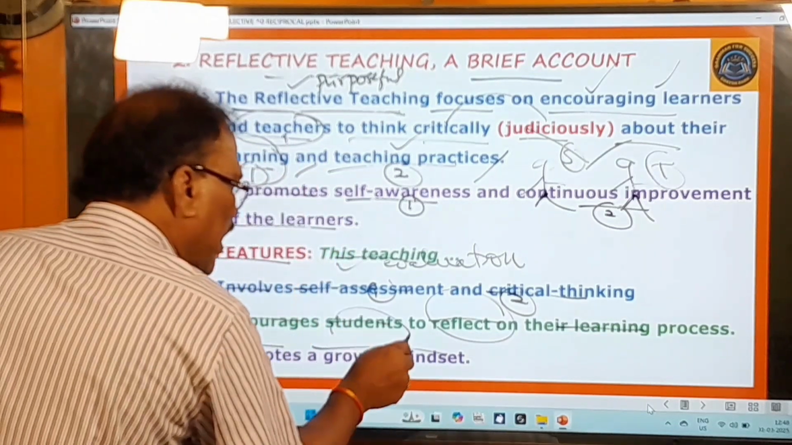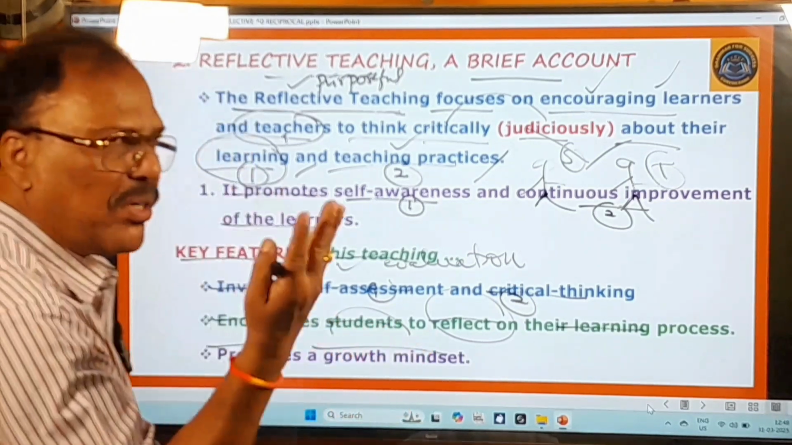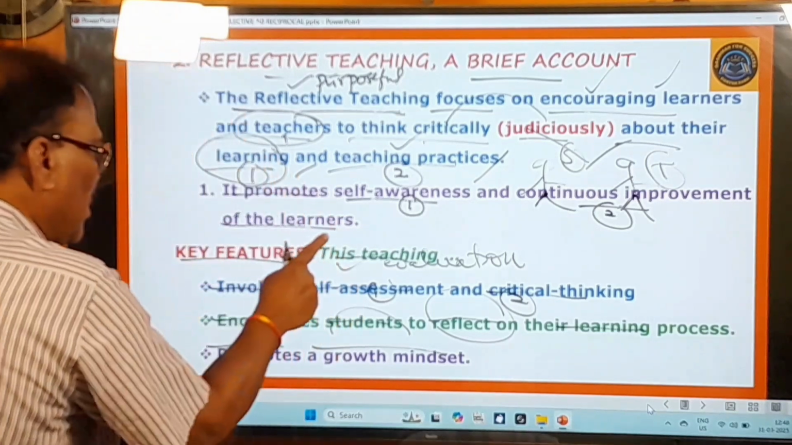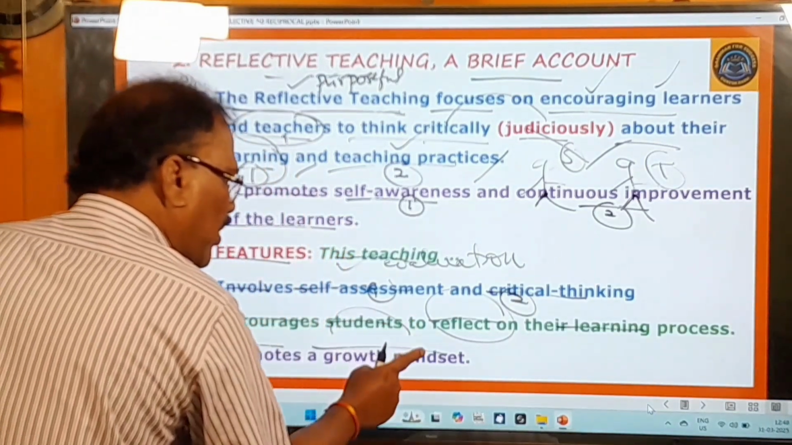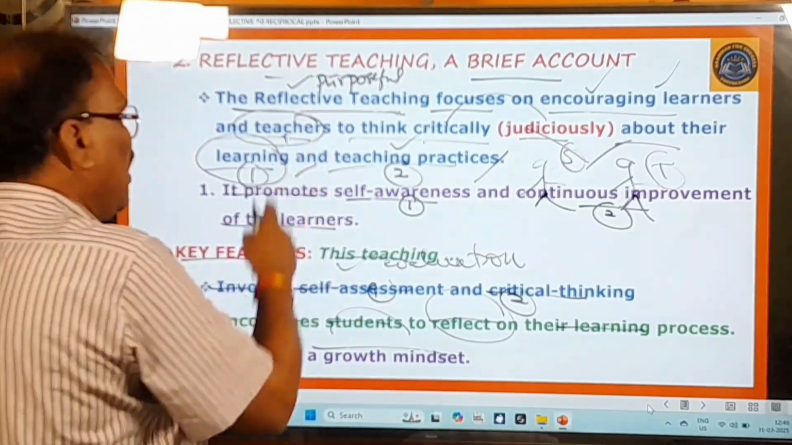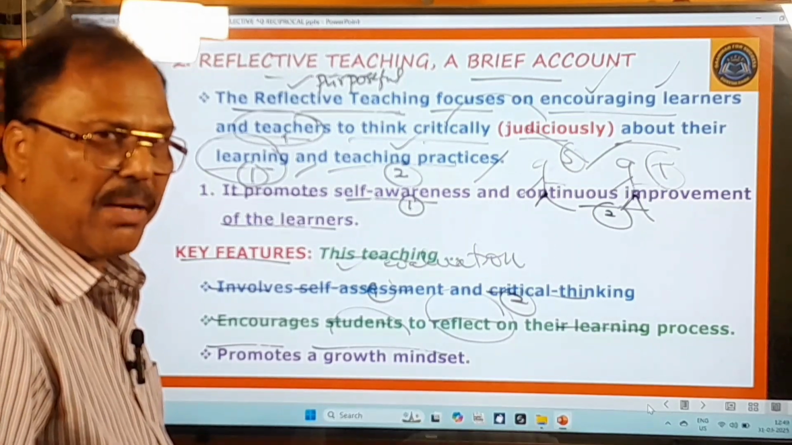A growth mindset. Growth mindset means a growing mentality. Mindset means mentality, the state of mind. So here this teaching promotes or encourages a growing mentality. So these are the three important features of this reflective teaching. And what else are there? Let us now move on to learn about them also.